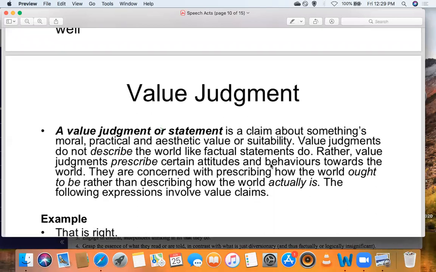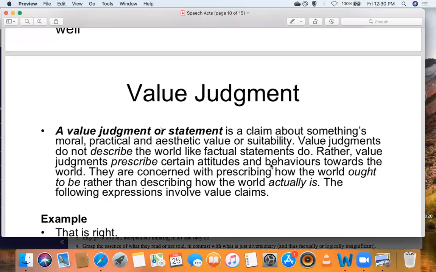Value judgments do not describe the world like factual statements do. Rather, value judgments prescribe certain attitudes and behaviors towards the world. So value judgments are concerned with prescribing how the world ought to be rather than describing how the world actually is. They are describing how the world is supposed to be, or how the world should be or should not be. So that is why we call them value judgments or value statements. They are about values, not facts.